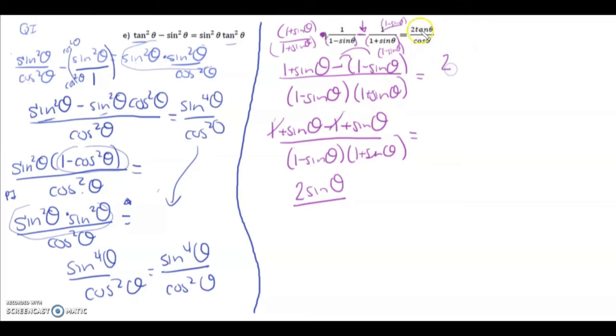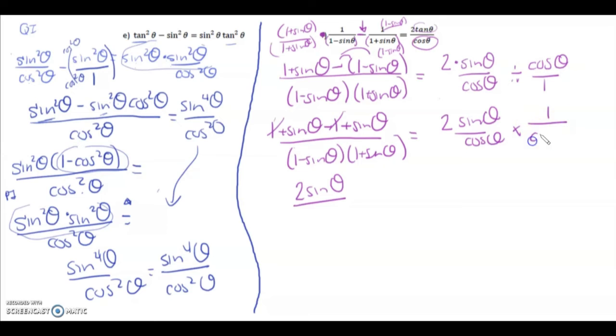So this is going to be 2, I'm going to get the tan out of there, 2 sine theta over cos theta. Okay, and I can write this over cos theta, but what I'm actually going to do is write it as divided by cos theta. So we have 2 sine theta over cos theta times, remember, we can't divide fractions, we have to multiply by the reciprocal, so times 1 over cos theta. So we have 2 sine theta over cos squared theta.